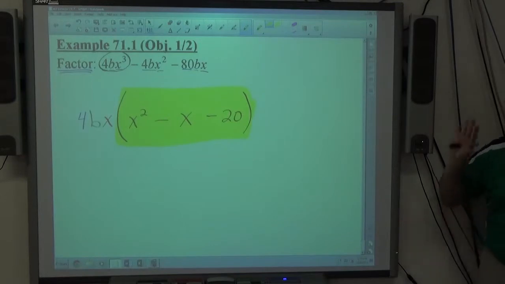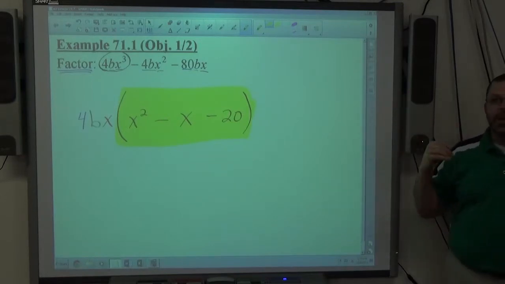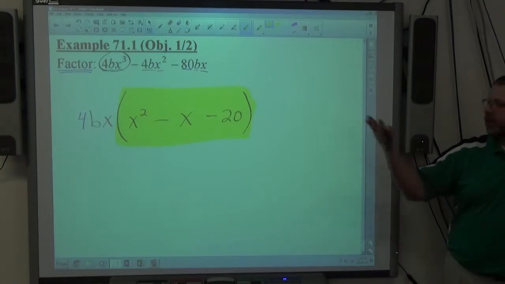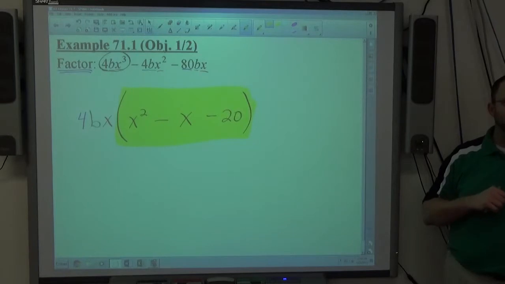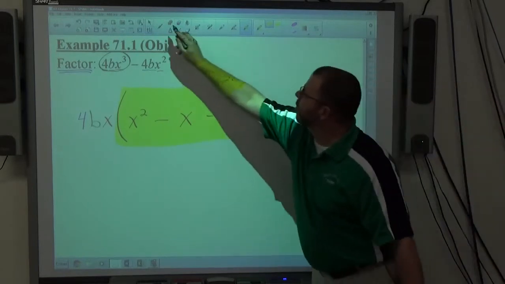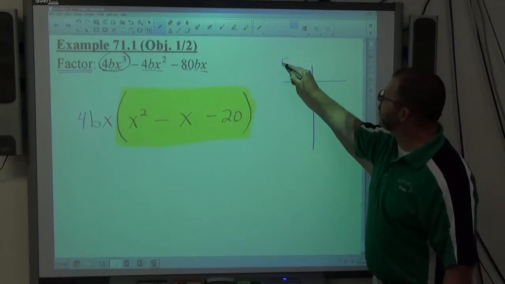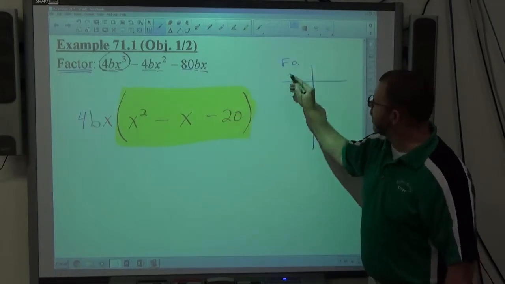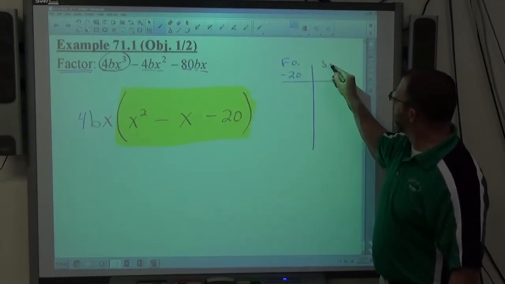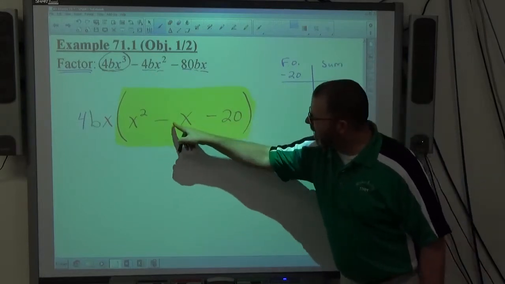Alright. The remaining polynomial, whatever's in that parentheses, is either going to be a binomial, a trinomial, or a polynomial with more than 3 terms. It's a trinomial. So the only type of factoring we know how to do at this point is the factoring chart. The factoring chart will be the same one it was in lesson 69. We're looking for factors of negative 20 whose sum is negative 1.